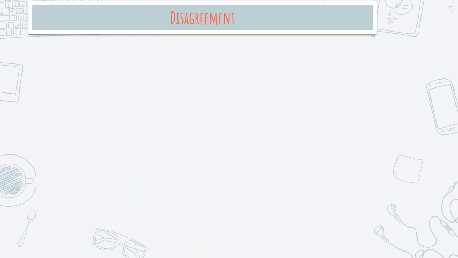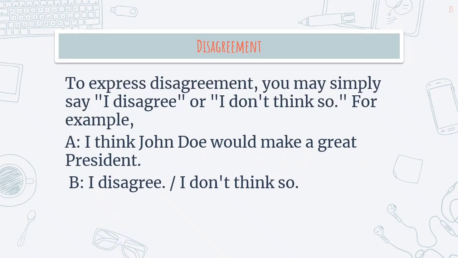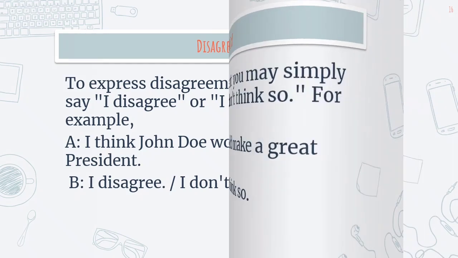So guys, now we move to the second topic about disagreement. To express disagreement, you may simply say I disagree or I don't think so. For example, I think John Doe would make a great president. If you disagree, you just say I disagree or I don't think so.